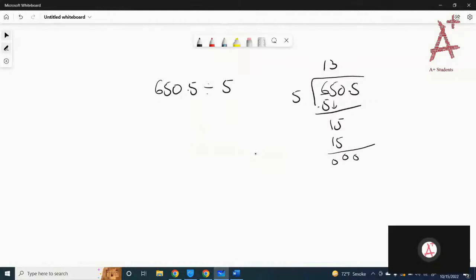Then here you have a 0. Just bring this 0 over here. Then you have a decimal point, so put the decimal point over here. Now 5 times 1 is 5. Got it? And 5 subtract 5 is 0. So 650.5 divided by 5 is 130.1. Got it?